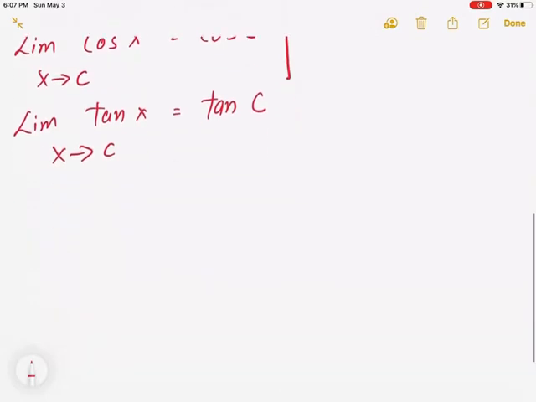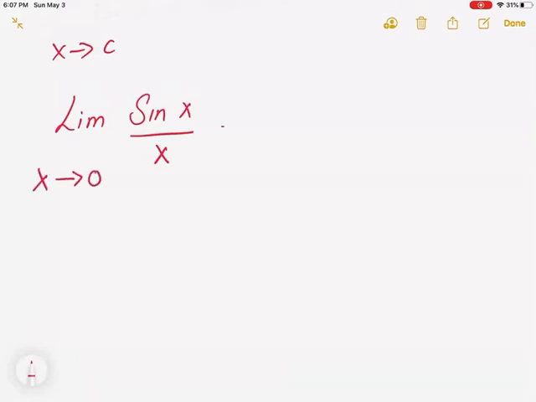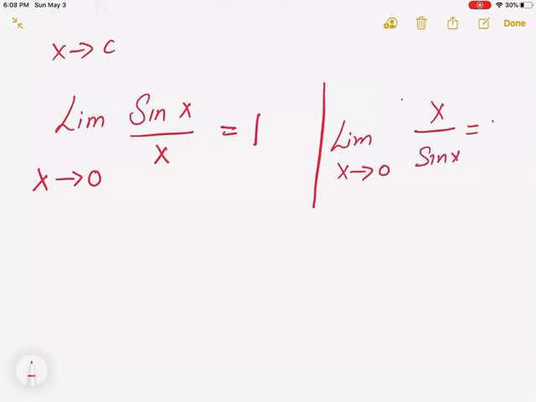Along with these rules, I still have 2 more equations to talk about. There's another equation, one of the properties which always works. Let's say I have limit of sine x divided by x, as x approaches 0. If you see an equation like this, it's always going to be equal to 1. This would also work if you take the reciprocal. Say you have limit x approaches 0 of x over sine x. It would still be equal to 1.